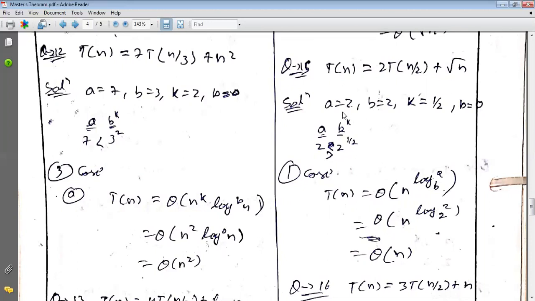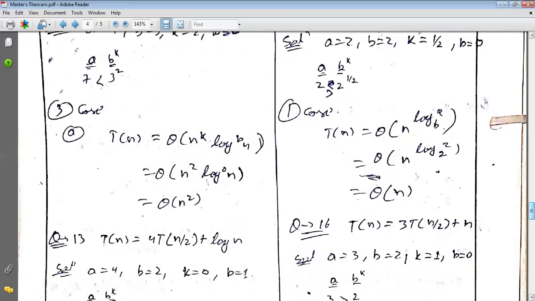For solving this problem, we have a, b, and a is 2. 2 to the power 1 by 2 is root 2. So is 2 greater than root 2? Yes, 2 is greater than root 2. Therefore, it comes under the first case again. In the first case, what is the time complexity? Theta of n to the power log of a base b. Clear?